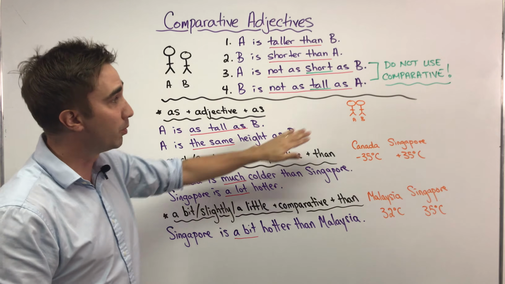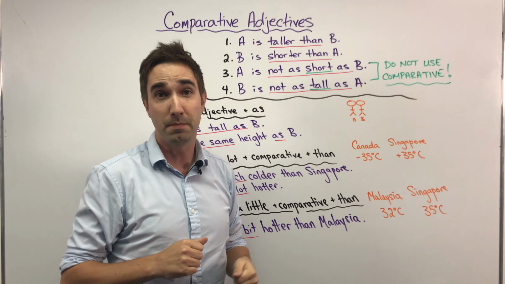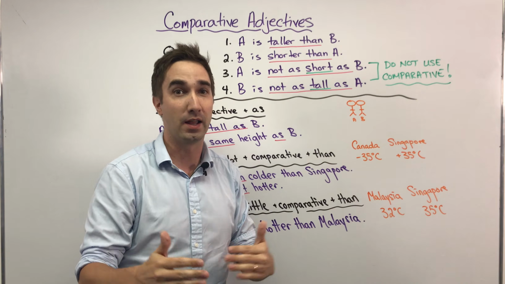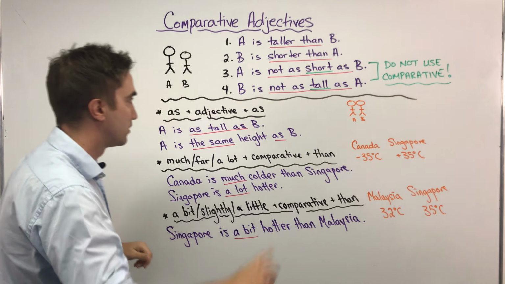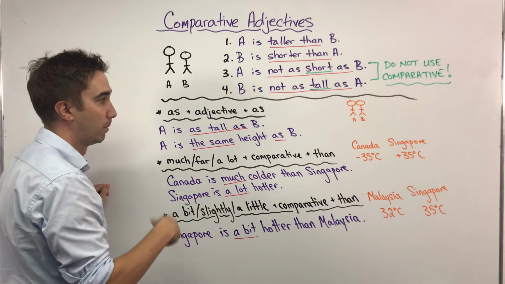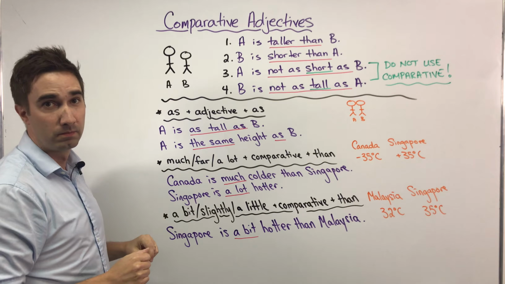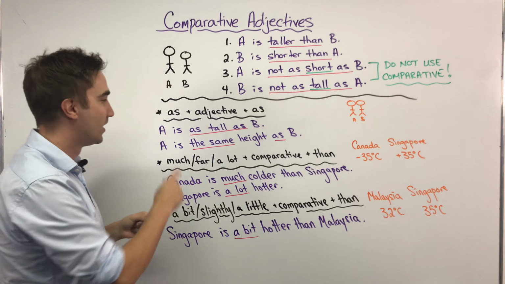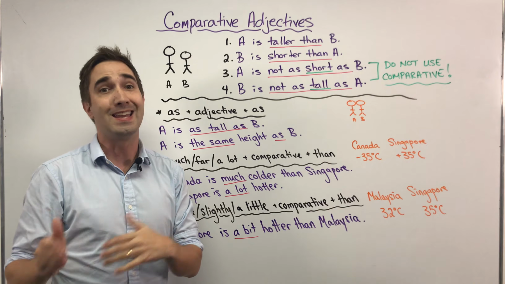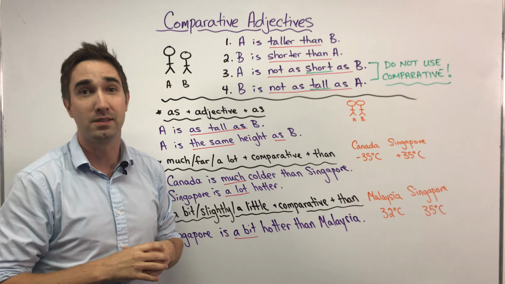Now, what if two people, again, artist, if two people are the same height? I can't say A is taller than B or B is shorter than A because they're the same. So in this case, we can use as adjective as. So I can say A is as tall as B. If those two people are tall, I can say A is as tall as B. If they're both short, I can say A is as short as B. Doesn't matter, both okay, same meaning.